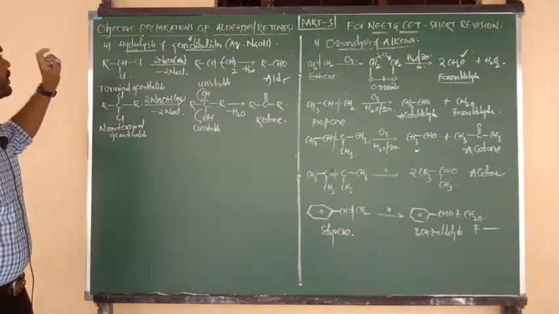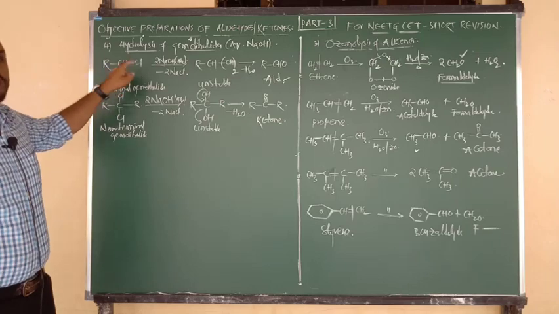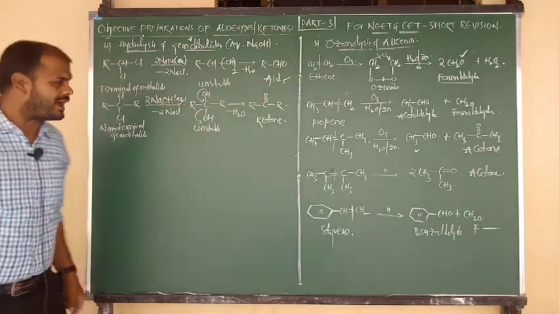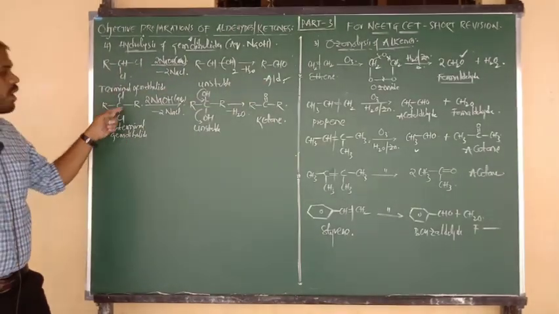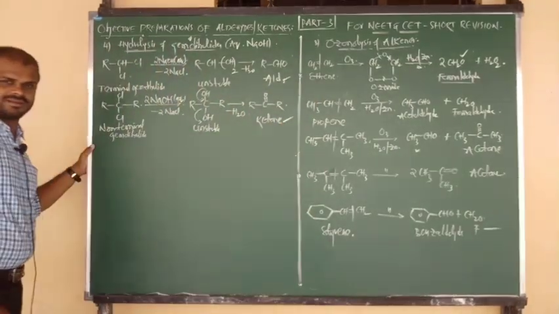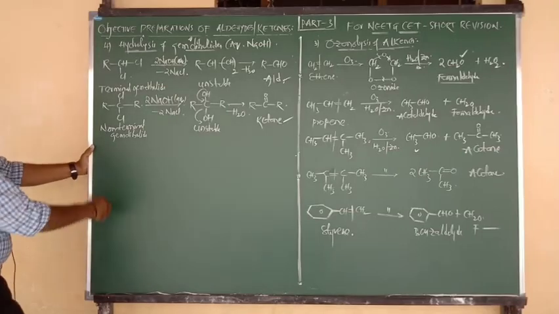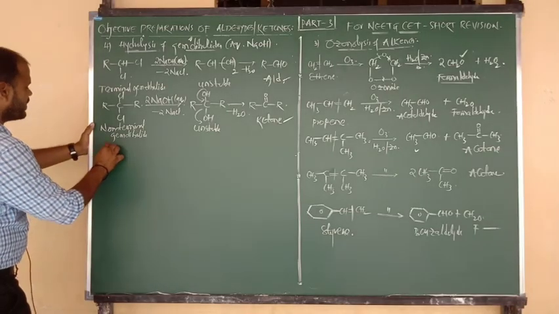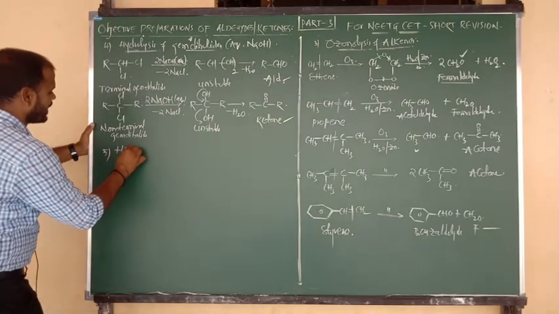So, final conclusion: how to prepare aldehydes and ketones from hydrolysis of gem dihalides using aqueous NaOH? Terminal gem dihalides upon alkaline hydrolysis give aldehydes. Non-terminal gem dihalides upon alkaline hydrolysis give ketones. This is the point you have to remember. Understood? Good.